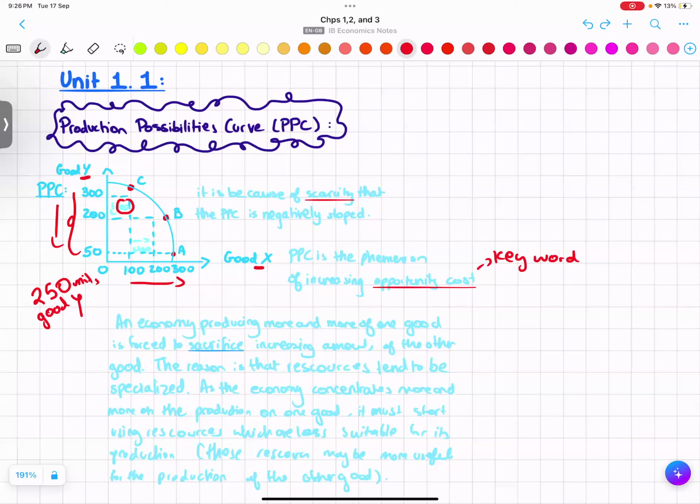So for example, you have good X, good Y. Certain resources may be useful to produce good X, right? But they're not as useful as for producing good Y. But because you want to increase the production of good X, you end up using these resources anyway. So this is just a simple explanation. Now we're going to be explaining more about the PPC curve.